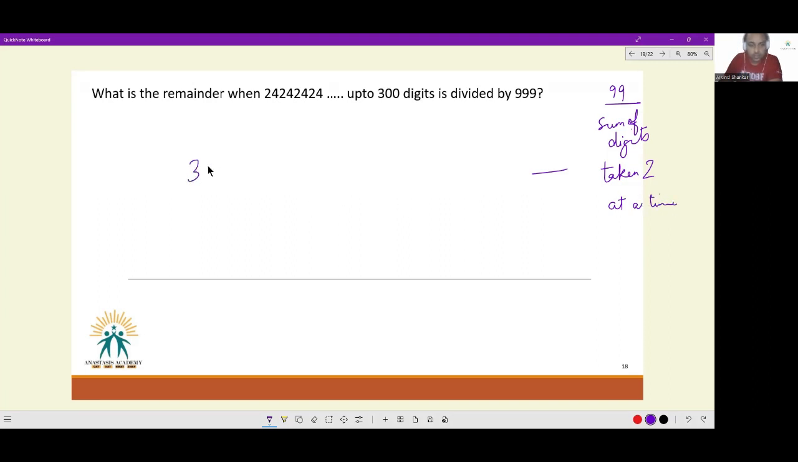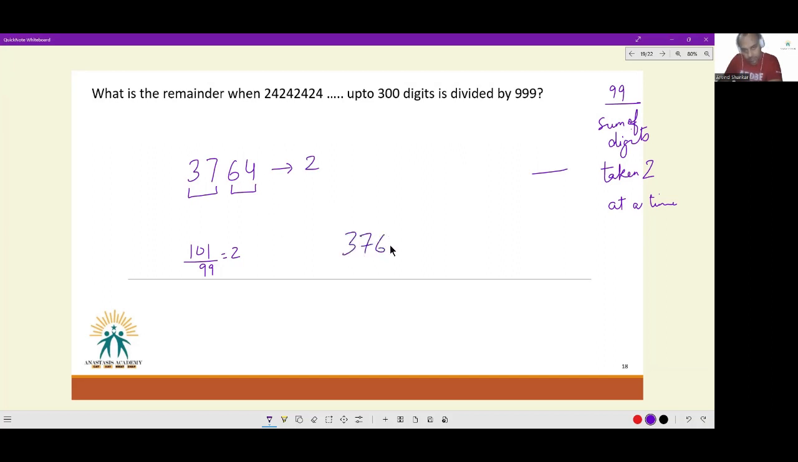So let's say the number was 3, 7, 6, 4. Add this and add this up. How much do we get? 64 plus 37 is 101. 101 by 99 leaves 2. So this number upon division by 99 will leave a remainder 2.